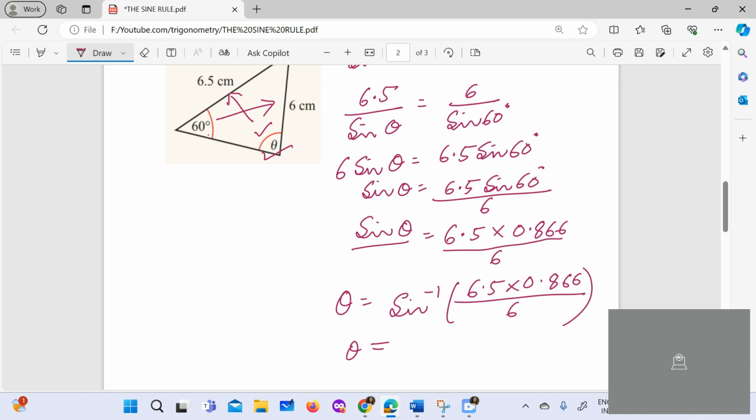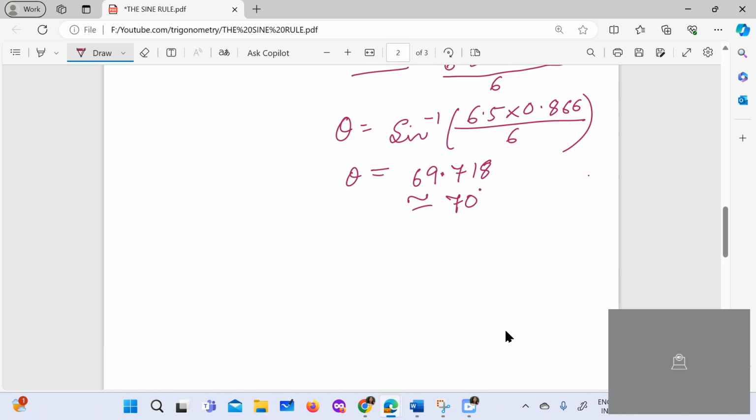Here you will get 69.718. So we can round it and write it as 70 degrees also. I hope this is clear to everyone. Now let's move to the next question.